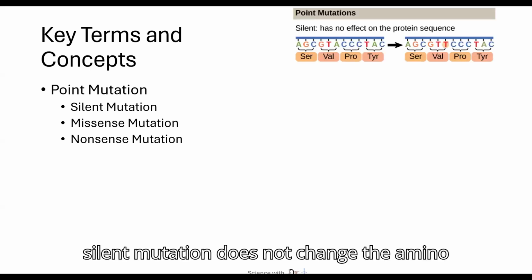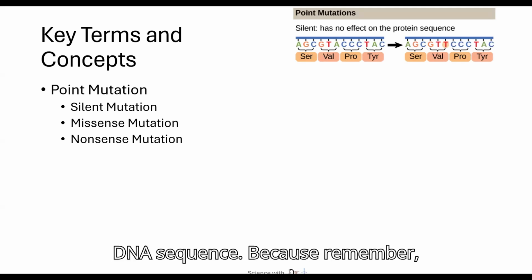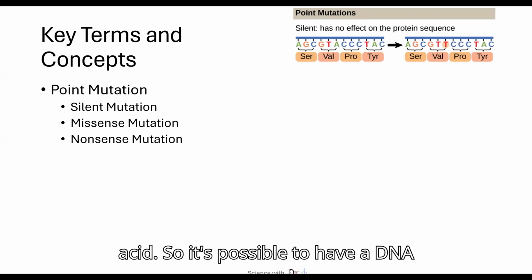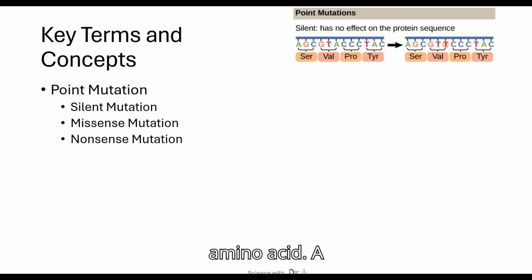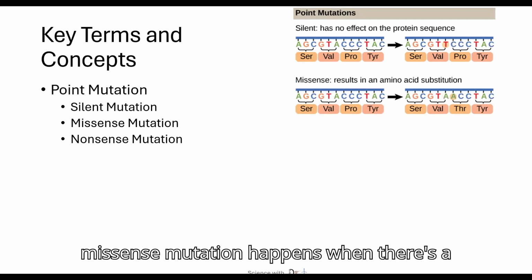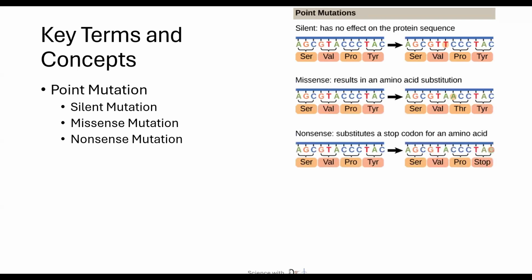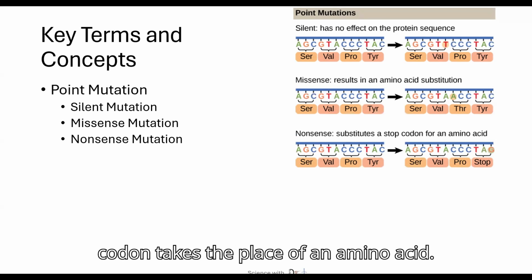A silent mutation does not change the amino acid, despite there being a change in the DNA sequence. Because remember, multiple codons code for the same amino acid. So it's possible to have a DNA sequence change but still keep the same amino acid. A missense mutation happens when there's a change in the amino acid. A nonsense mutation happens when a stop codon takes the place of an amino acid.